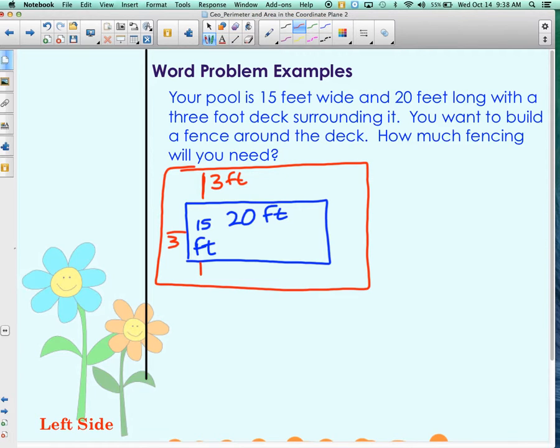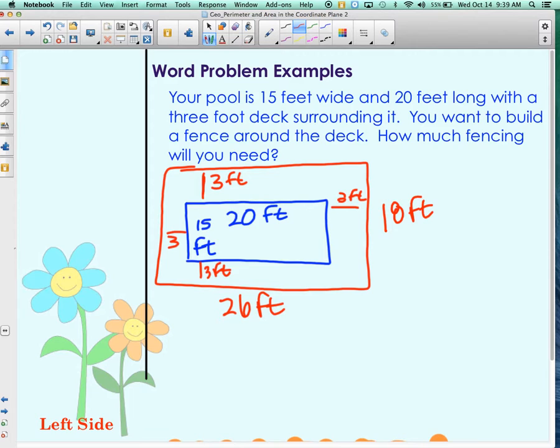Well, that would be 18 and 23. But what about this side over here? Oh no, it would be 26. So it's not 18 here, it's 21, right? Because there's 3 feet up here, 3 feet down here. And then 27. I have an 18 foot width and a 26 foot length.